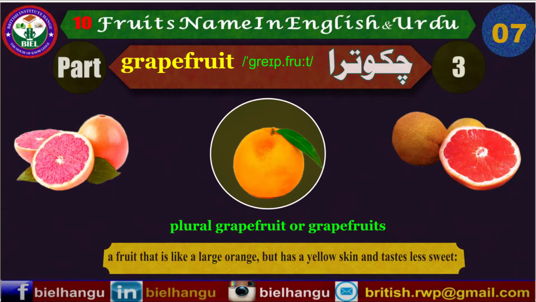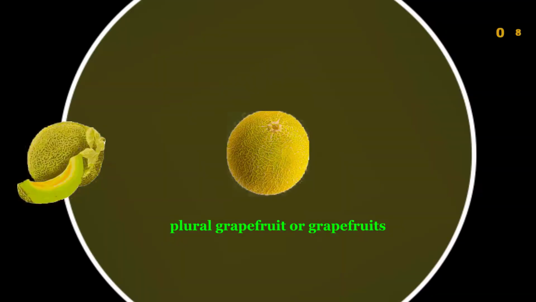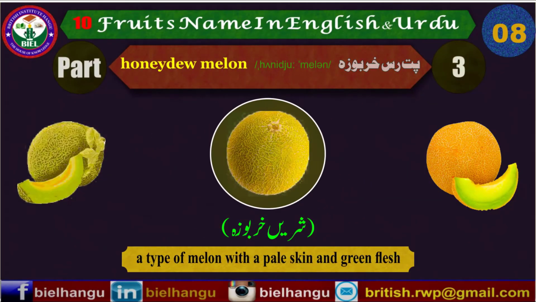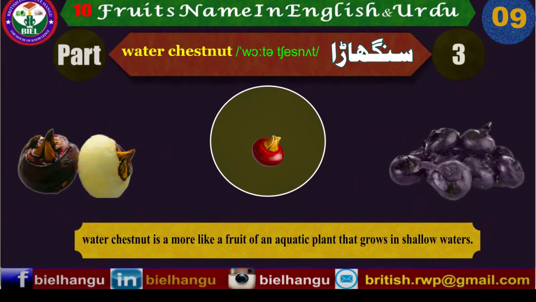Grapefruit. A fruit that is like a large orange but has a yellow skin and tastes less sweet. Honeydew melon. A type of melon with a pale skin and green flesh. Water chestnut.